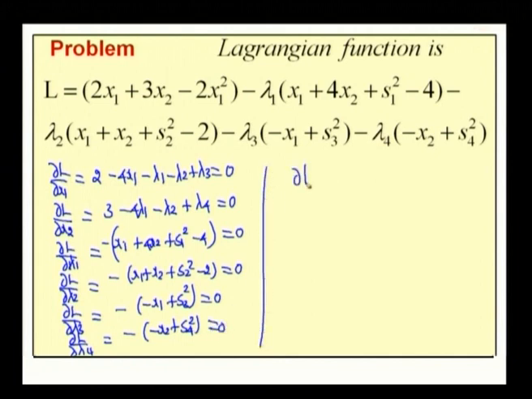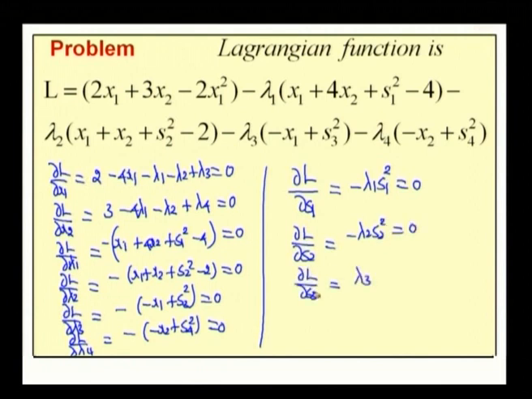Next, the partial derivative of the function with respect to s1 gives us minus lambda 1 s1 squared equal to 0. Then the partial derivative with respect to s2 gives us minus lambda 2 s2 squared equal to 0. Then with respect to s3 gives us lambda 3 s3 squared equal to 0. And with respect to s4 gives us lambda 4 s4 squared equal to 0.